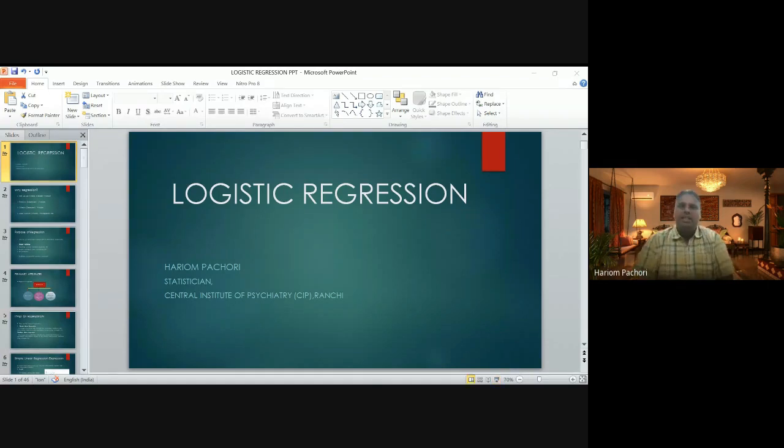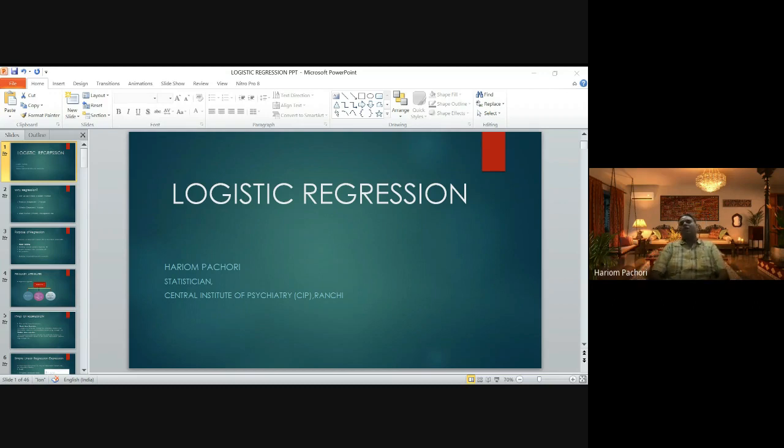So my topic is logistic regression. I know that many of you are coming from diverse backgrounds. I've seen the profiles: many of you are from psychology, many from botany, many from geography, some from economics, and so on. So this is a very diverse class, and I will use as little mathematics as possible.